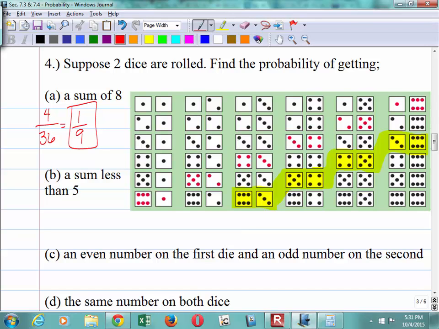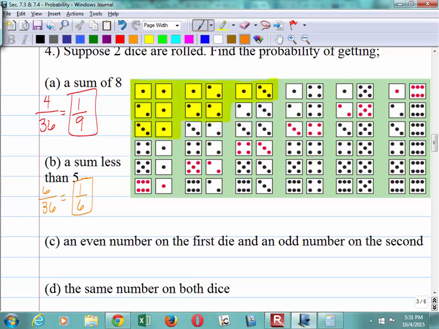Alright, and then a sum less than 5. So that's going to be less than or equal to 4. That's just those. There's 6 of those. That'd be 6 out of 36, which reduces to 1 out of 6.